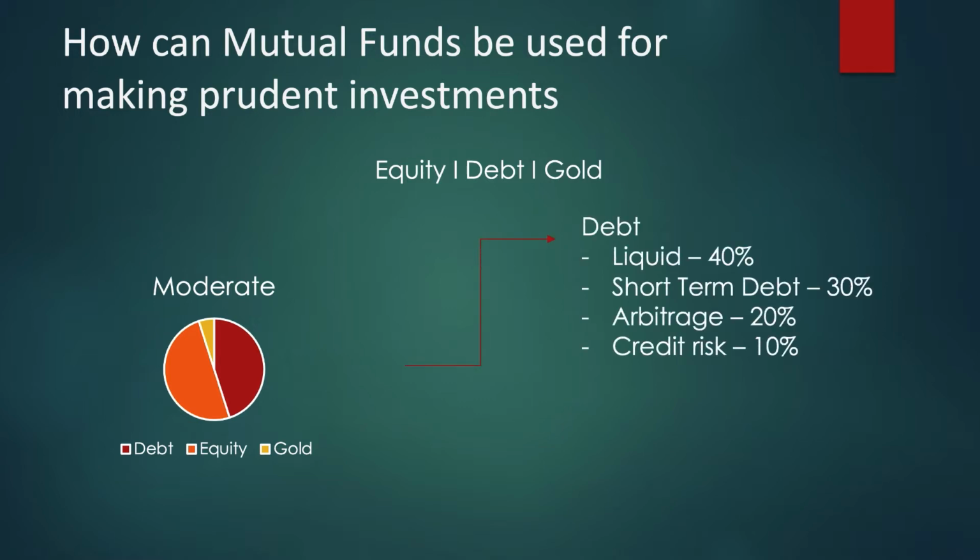Well, a moderate portfolio should have a combination of debt and equity. Gold we will not discuss because gold is a commodity. You can pick any mutual fund investing in gold that has the lowest expense ratio. In debt, we invest 40% in liquid, 30% in short-term debt, 20% in arbitrage, and 10% in credit risk.